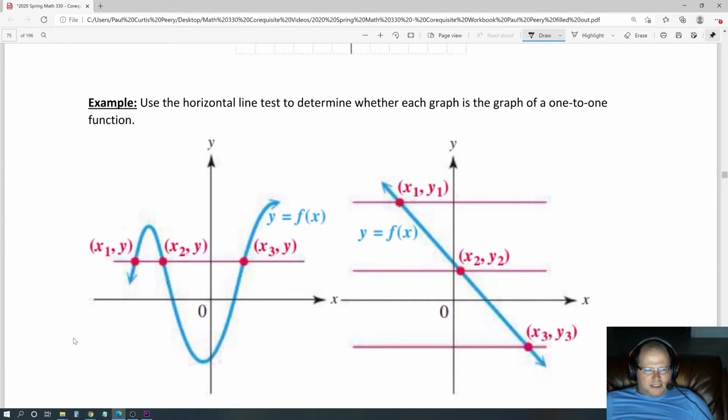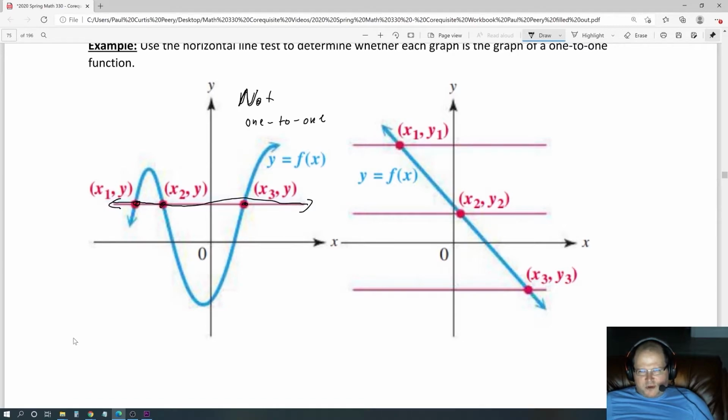So horizontal line test again. This is not a one-to-one function, because again, in this case it hit 3 times, right? They're 1, 2, 3, so it's not one-to-one. Okay, how about this one? It passed the vertical line test, boom, and it also passed the horizontal line test, so you could say this one is 1-to-1.